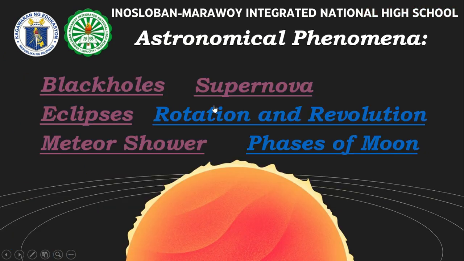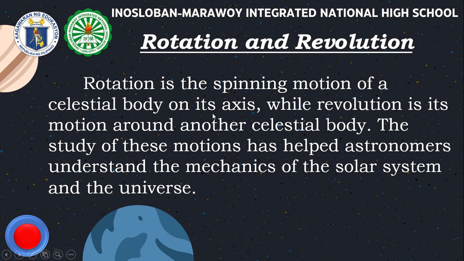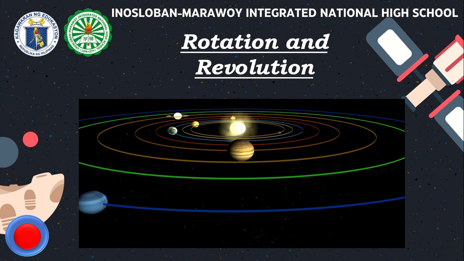Okay, next, we have rotation and revolution. So, it's self-explanatory naman, rotation and revolution. Okay, so rotation, it happens only for 24 hours that causes day and night. And revolution, ito naman ay, it happens for about 365 days or 1 year. So, rotation is the spinning motion of a celestial body on its axis. Sa axis natin. While revolution is the motion around another celestial body. The study of these motions has helped astronomers understand the mechanics of the solar system and the universe. Okay. So, ito yung ating mga rotation and revolution.